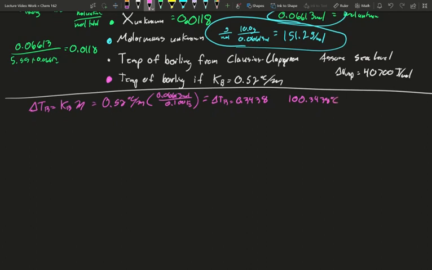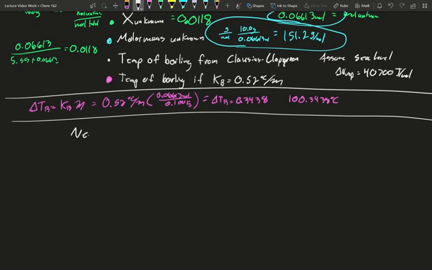So it wouldn't raise the temperature of boiling all that much. Let's check it against thinking about this in terms of vapor pressure, though. To boil, if we're at sea level, we need our vapor pressure to be equal to the atmospheric pressure. So what we need is the mixture to have 760 torr vapor pressure.